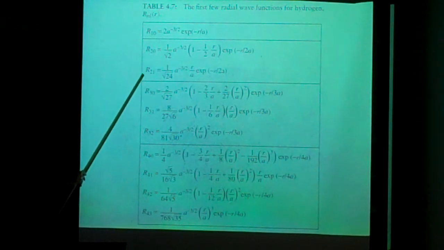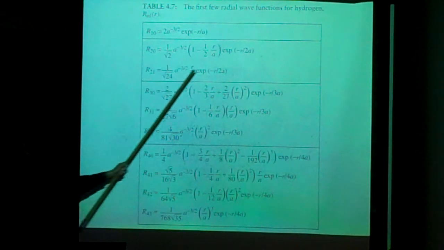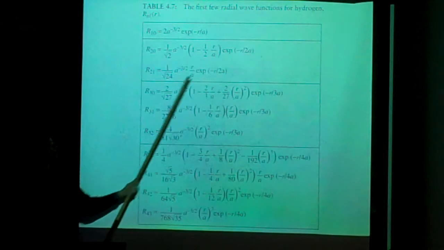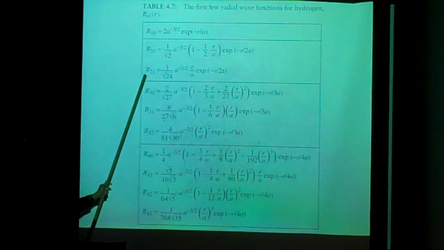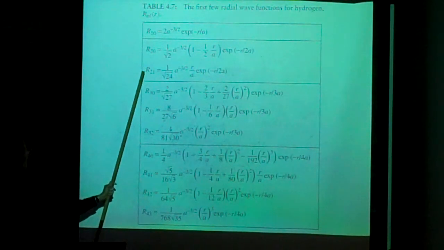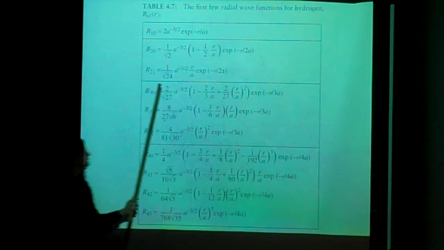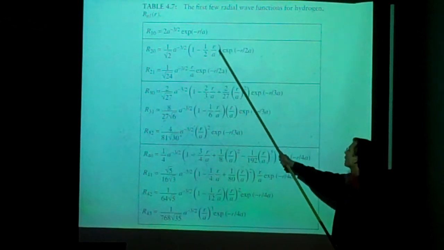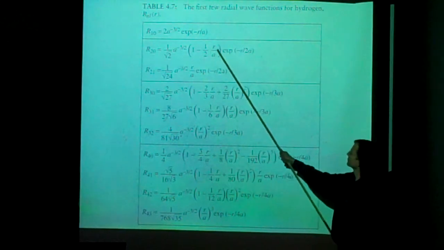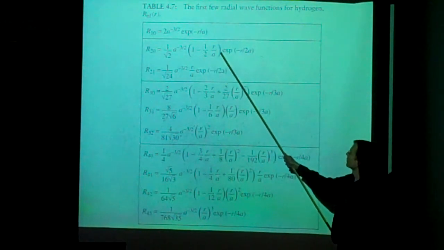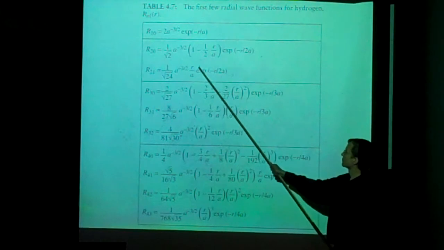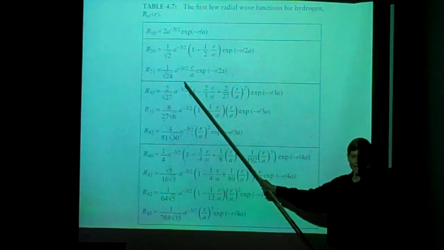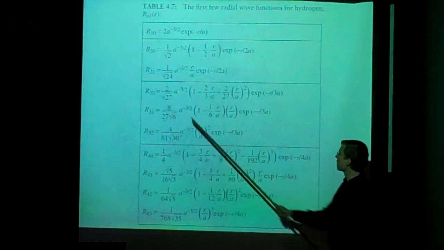R20 and R21 should both be e to the minus r over 2a times a polynomial of degree 2 minus 1 equals 1 in r over a. And so there we have it. Here's a polynomial of degree 1, namely 1 minus 1 half r over a. Here's another one of degree 1. This was just r over a. And on and on and on.